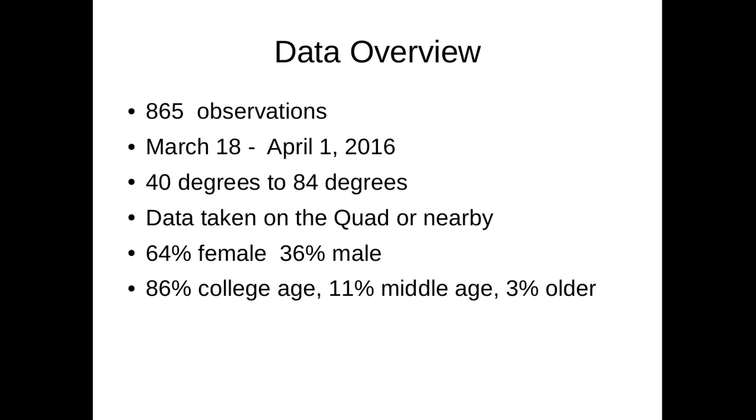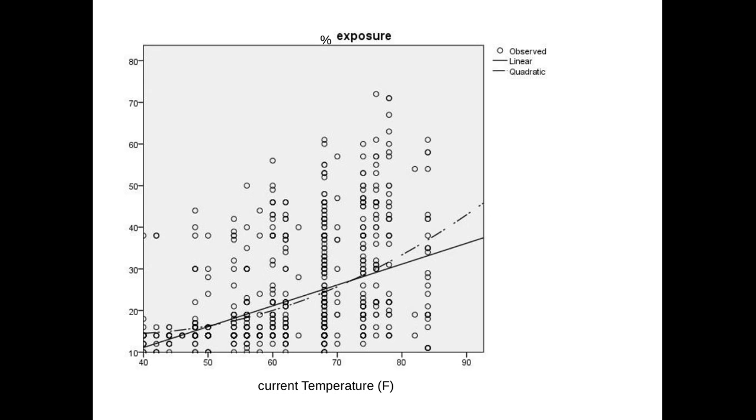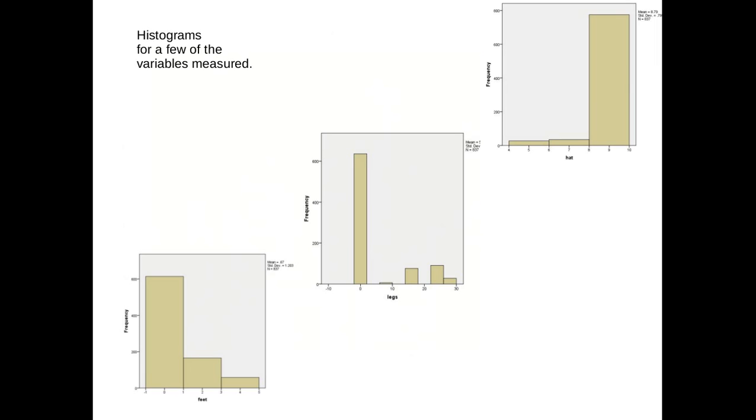I had 865 observations, and there you go, some data overview. And this is what happens if I tried to fit a quadratic and a linear to my observed data. So I put the current temperature in Fahrenheit along the bottom against exposure. So this is just all my data. It doesn't look like there's as much data as there is because there's a circle on top of another circle. It just shows us one dark circle.